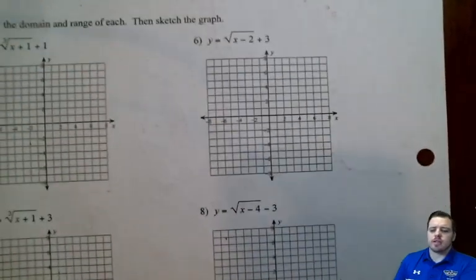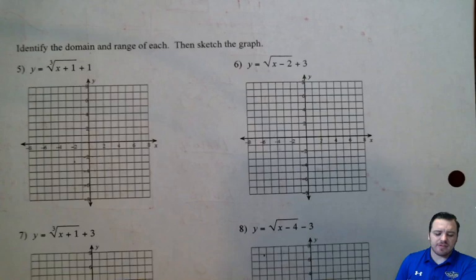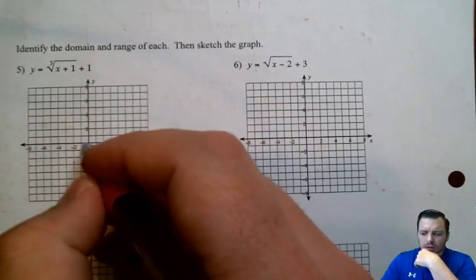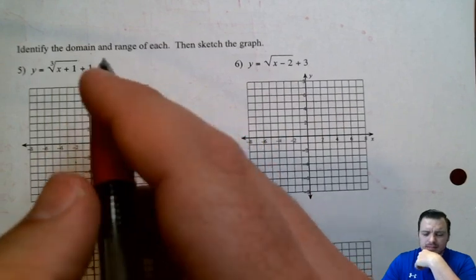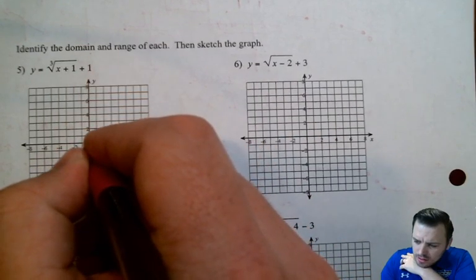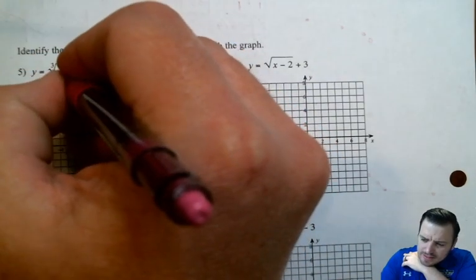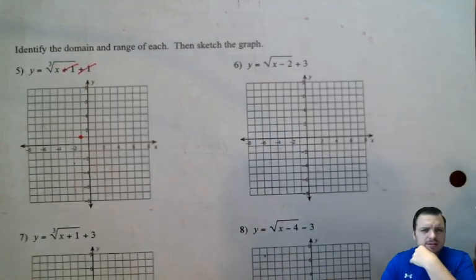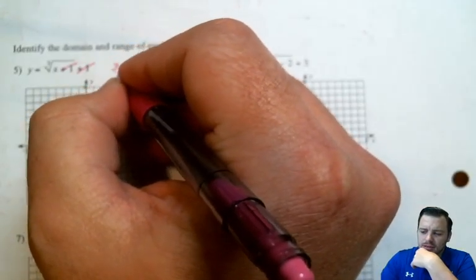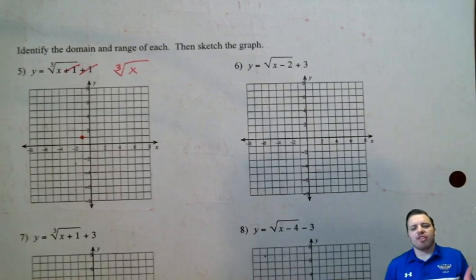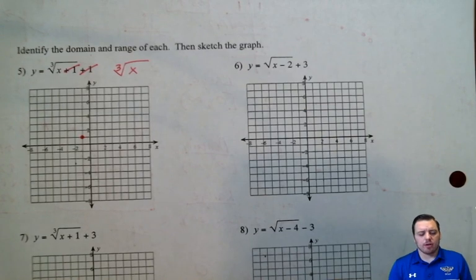All right, so then going back to the back side, looking at 5. So the positive 1 means to go up 1. The inside means go left 1. So up 1 and left 1. That takes care of that and that. So now I really just have the cube root of x. So I graph that just like I would on the front side.